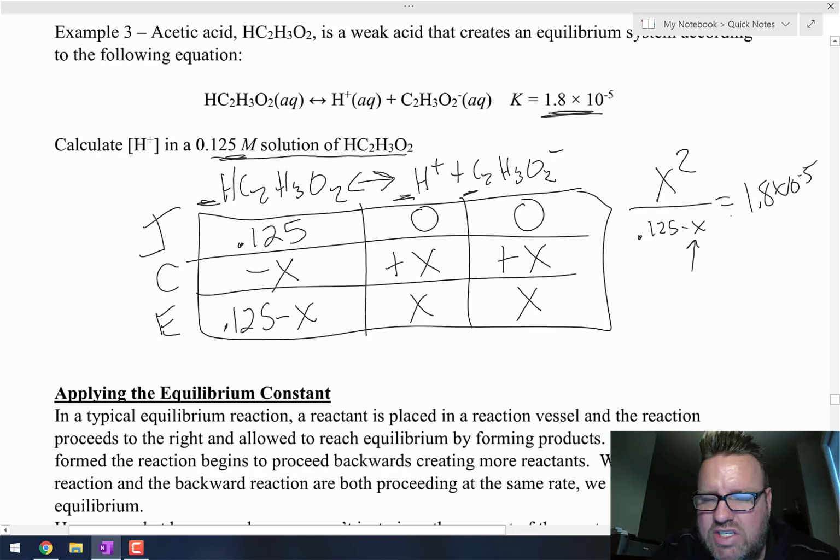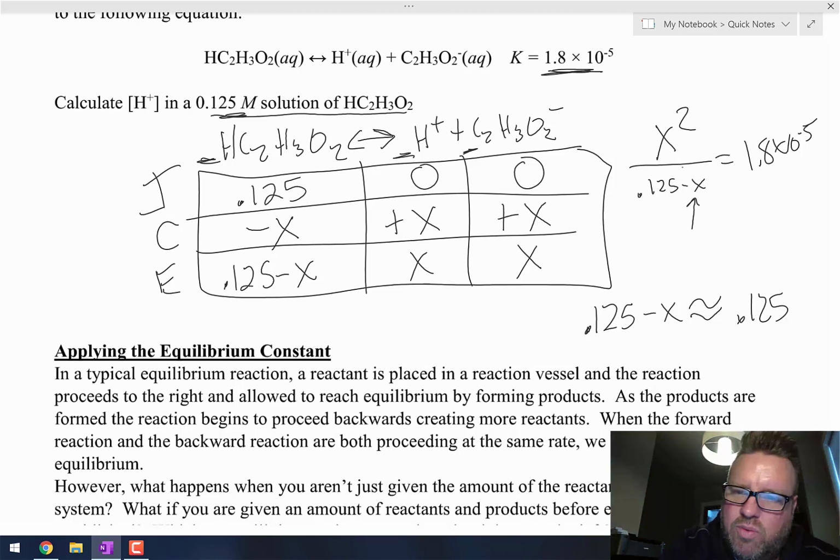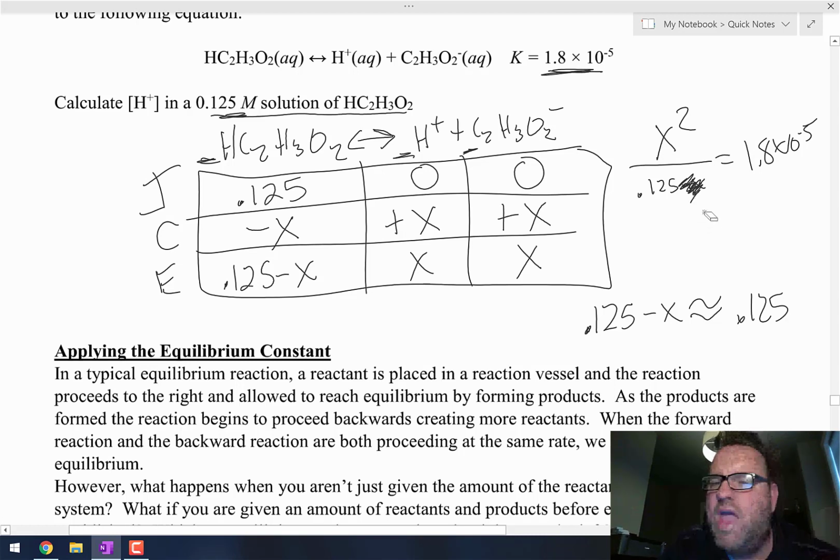Okay, and because I want to make the math easier for you, and I never want you to do the quadratic equation, we're going to make an assumption here that 0.125 minus x is going to be roughly equal to, still really close to, 0.125, because that x value is small. And this isn't me making up this rule, this is what they use in chemistry. They say, just to remove the quadratic equation, we're going to take that minus x and just get rid of it. And what that does is it makes the math way, way easier.